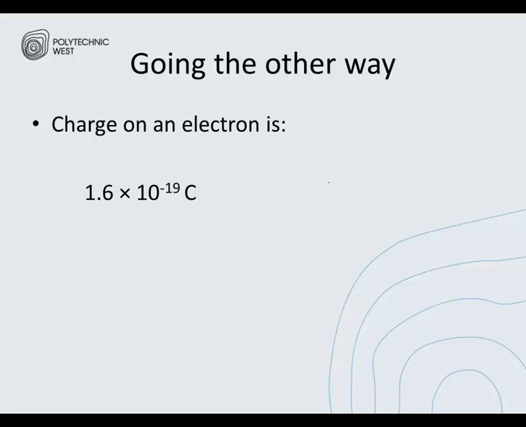Okay, now supposing we want to go the other way, we've got a number in scientific notation, and we want to open it up. Here's the charge on an electron, 1.6 times 10 to the minus 19 coulombs.